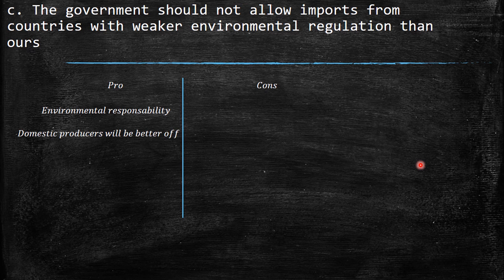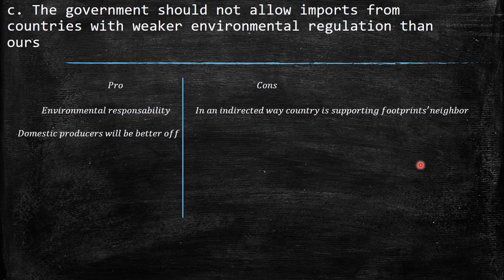And another part could be a kind of protection of the national industry in some way. So in some way, domestic producers will be better off. But on the other hand, if they allow these imports, it's like an indirect way how the country is supporting the footprint of its neighbor.